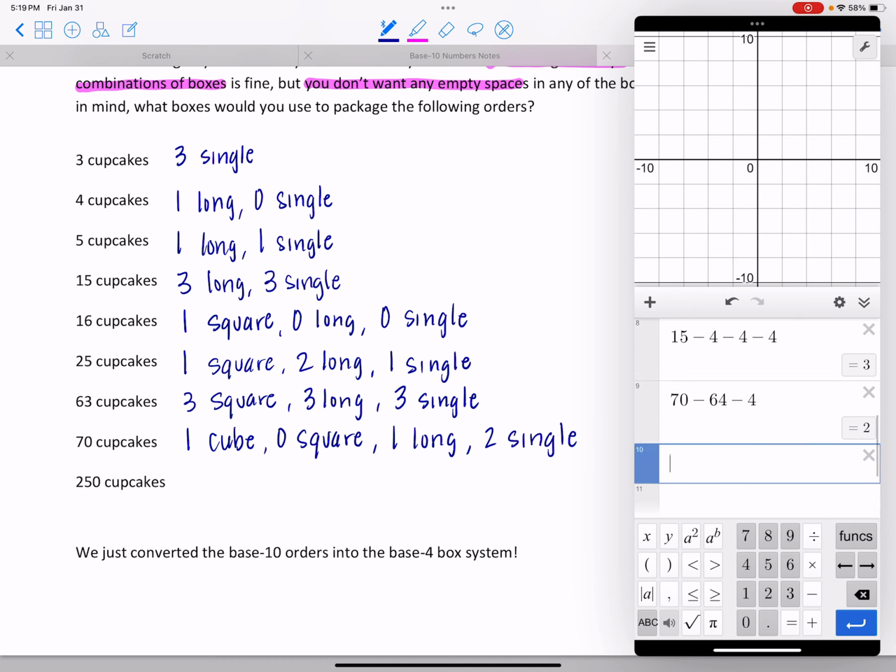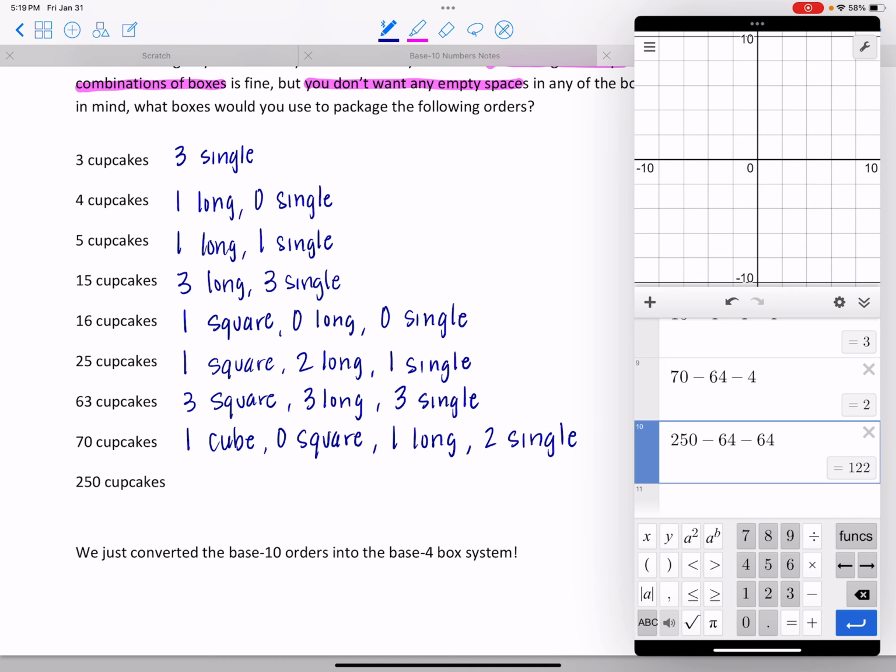Alright, now finally I've got this last order. It's a lot of cupcakes, 250. Let's start with the largest box. I can get some 64s out of there. I can still get 64 out of there. I can still get 64 out of there, and I can't get 64 anymore. So that's 3 cubes that I can use.